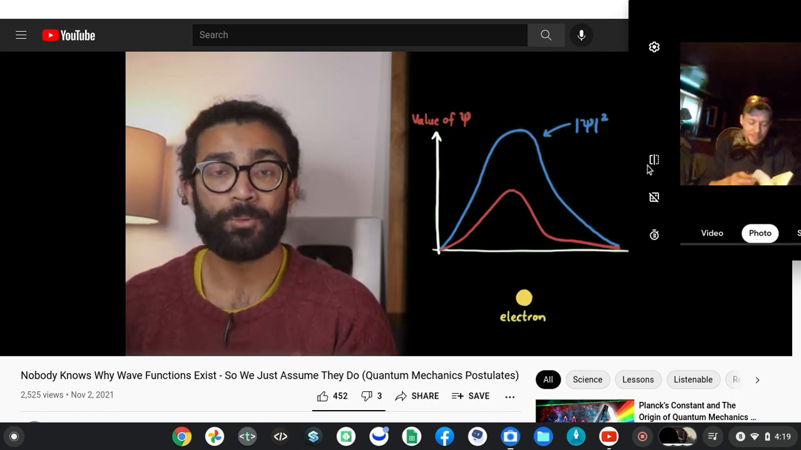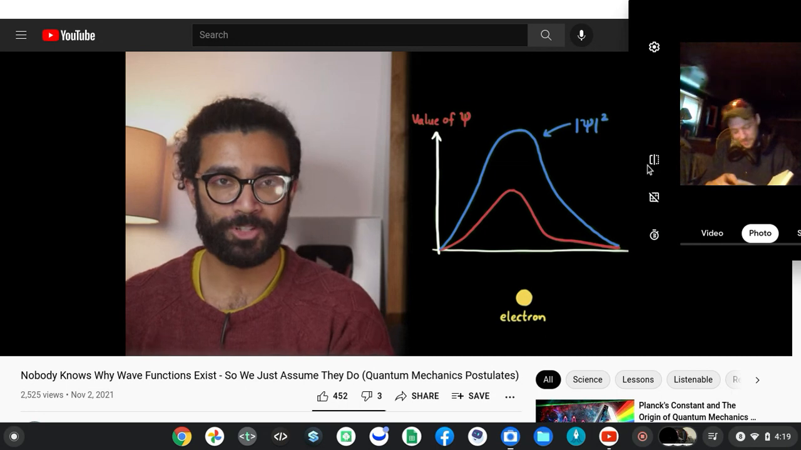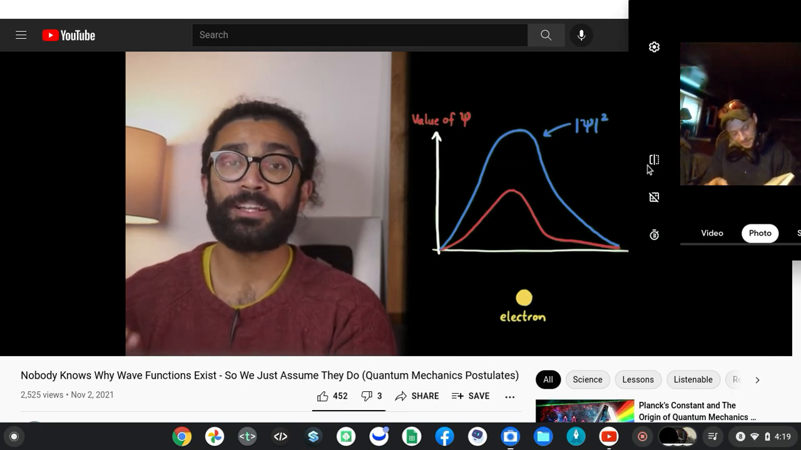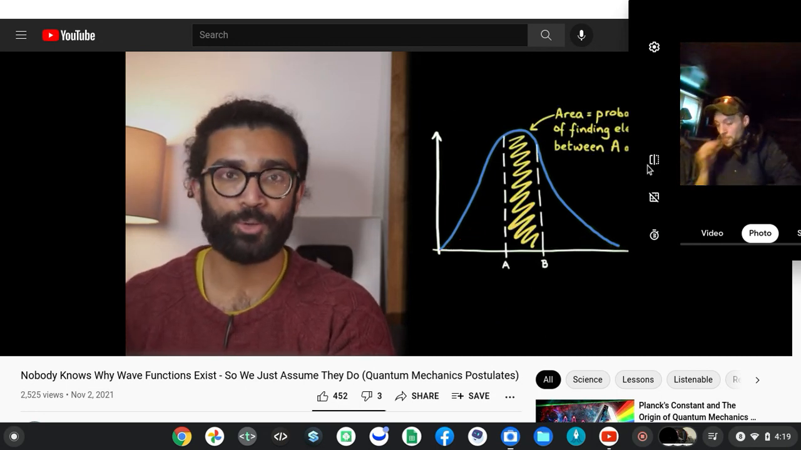The way this works is that we take the square modulus of our wave function and we find the area under the graph between 2 points.